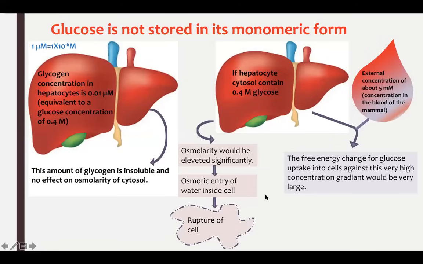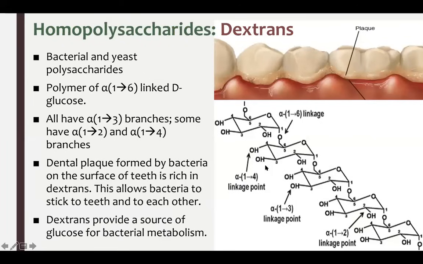Thank you, ma'am. Okay. So we have finished starch, we have finished glycogen. Now we'll discuss another homopolysaccharide, which is dextran. You can see here is the teeth and here is the gum, and these are called, do you know what they are called? These are called the dental plaque. Okay, I know that all of you have this dental plaque.